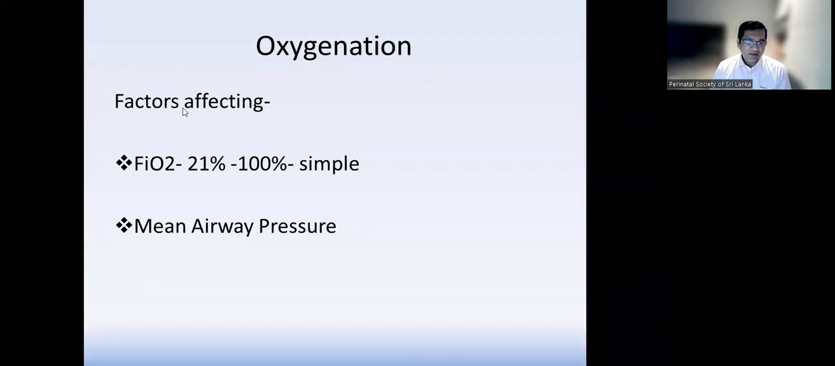The other important thing is the mean airway pressure. So for oxygenation there are two things affecting it: the FiO2 and the mean airway pressure. These are very basic principles of mechanical ventilation.